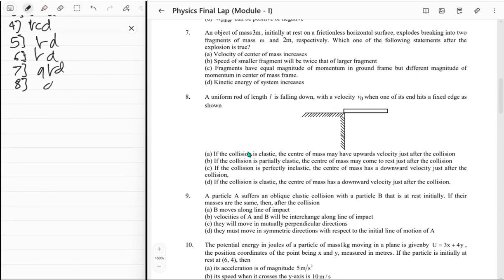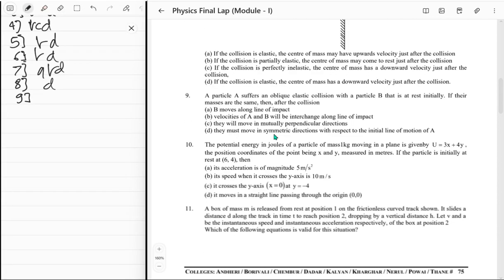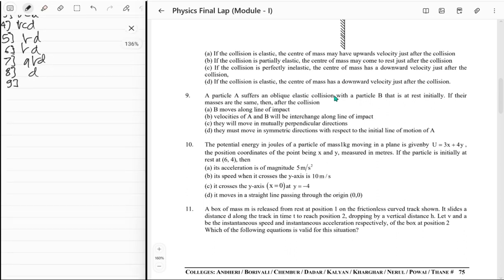Let's look at the 9th. A particle A suffers an oblique elastic collision with a particle B that is at rest initially. If their masses are the same, then after the collision, okay, masses are the same and elastic collision, huh? Right, with something that's at rest. Okay, so it is like this, right?